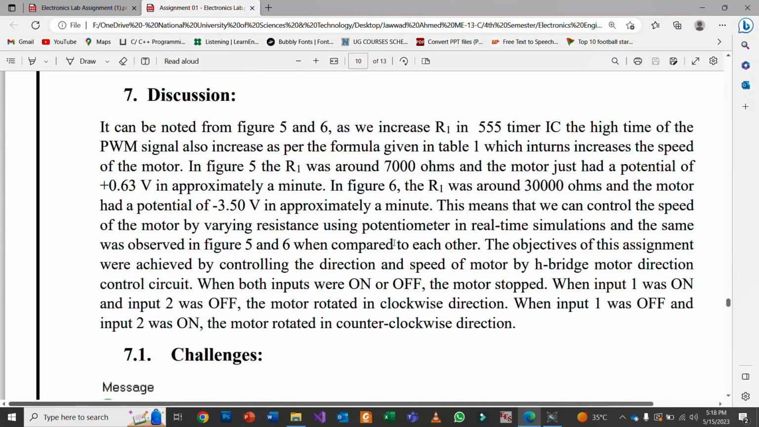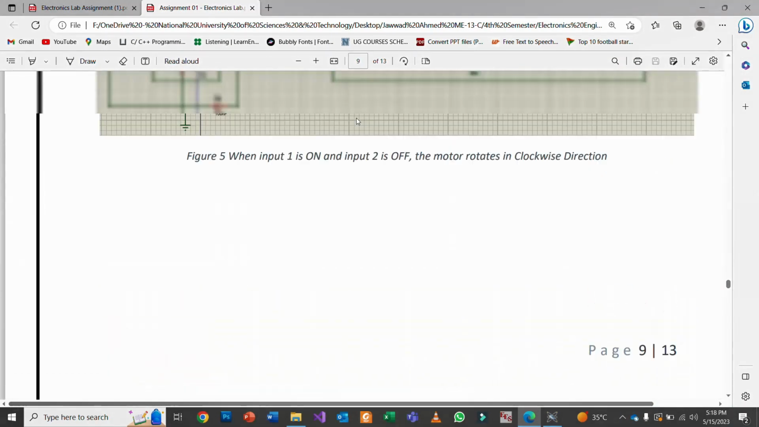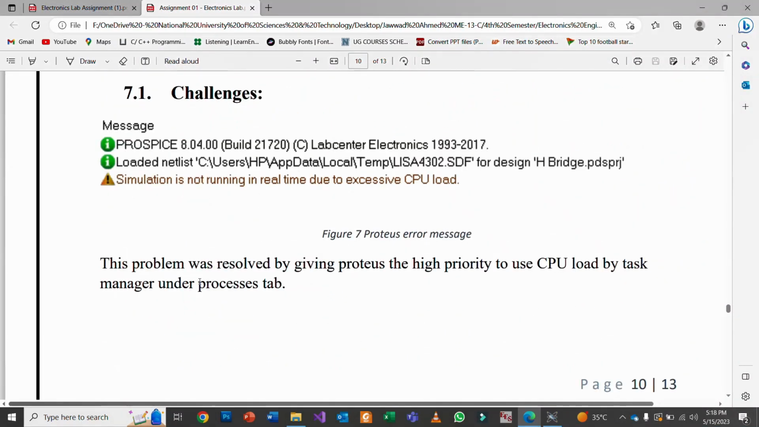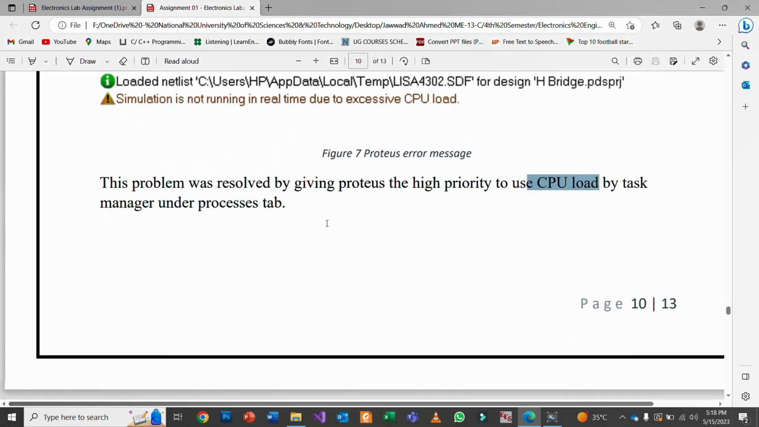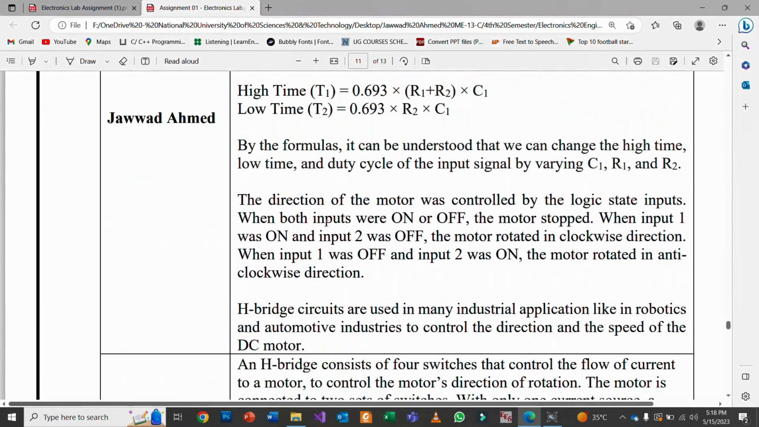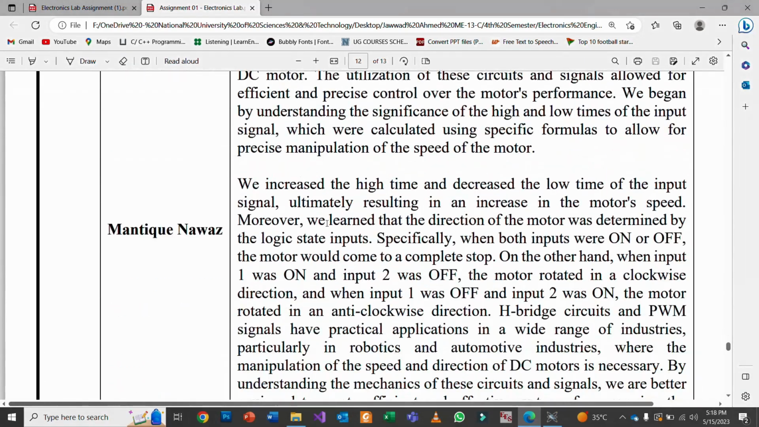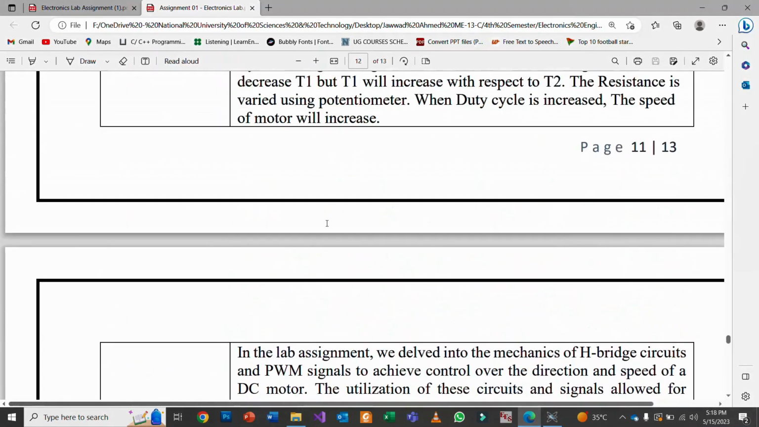Here is the discussion based on these two figures. The challenge was that the simulations were taking a lot of CPU load and were not giving real-time simulations, so we needed to change the priority under the task manager for the Proteus software, and these were the conclusions by the group members which explained all the things. Now my other group members will explain the simulations and the circuit.